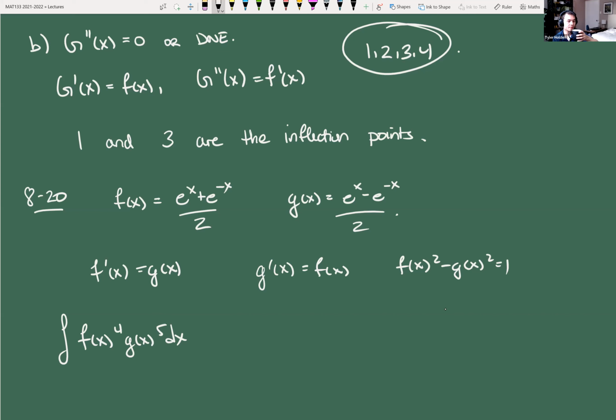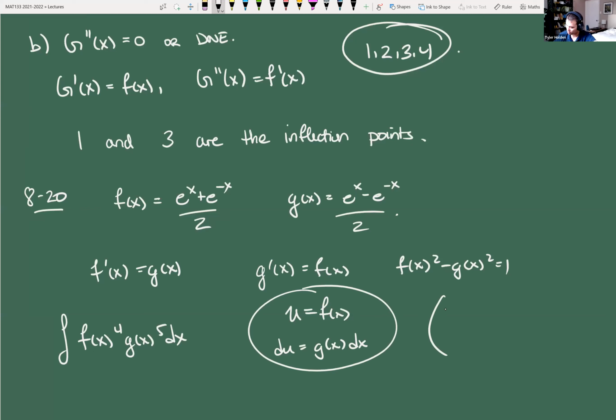Okay, so this is an assignment problem. It was an assignment problem one year. It is a fun question. Students definitely struggled on it, but that's okay. It's okay to struggle on things sometimes. The key trick here is you're probably going to need a substitution. If you let u be f of x, then du is going to be g of x dx. On the other hand, you could also let u be g of x, and then du is going to be f of x dx. So it's not clear which of these substitutions we should do, but probably one of them.